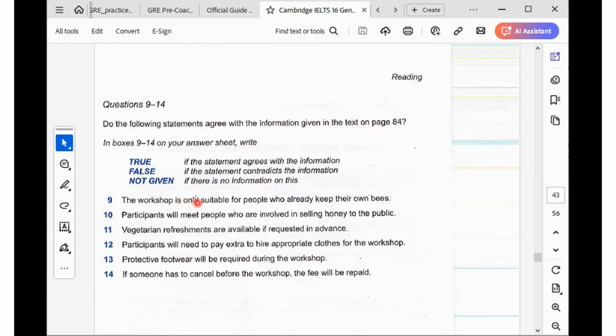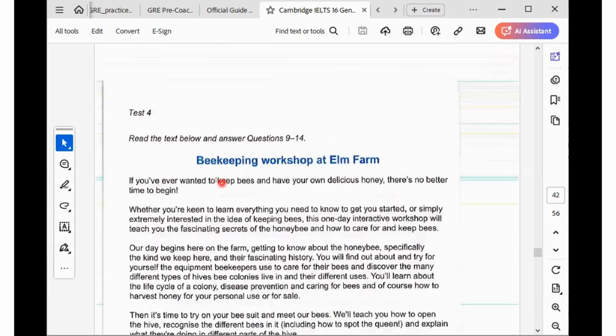Now, statement number 9. The workshop is only suitable for people who already keep their own bees. The workshop, suitable. Take note of this word: only. Only suitable for who? People who already keep their own bees. So let's go to the passage and see what the passage has to say.